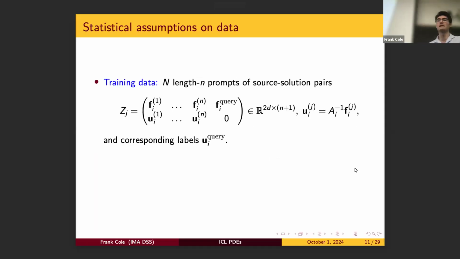So how do we prepare the data in this setting? It's common to define a single matrix, denoted here by Z, that includes both the labeled examples and the query point that you want to perform inference on, into a single matrix. Here the Fs are these discretizations of the source terms or the right-hand side of the PDE, and the U is the corresponding solution to the linear system. And this 0 in the bottom right corner is really just a placeholder for the labels that you're trying to predict.